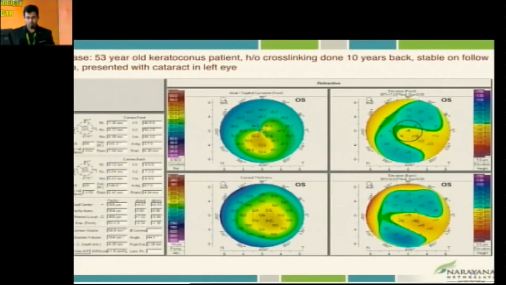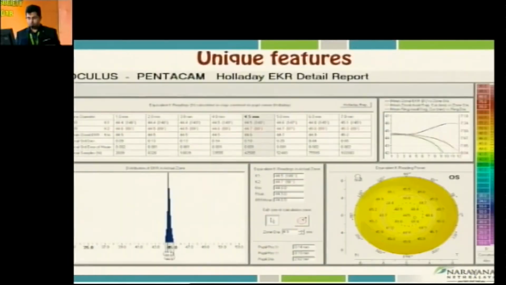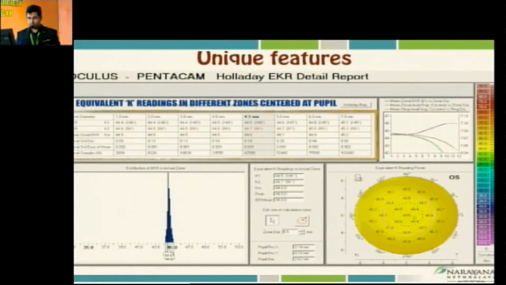Another important problem that we have is IOL power calculation in patients with keratoconus. For that, an important feature in the Pentacam is the Holladay EKR detailed report. This gives us the equivalent K readings in different zones of the cornea. So this we see is the equivalent K readings in different zones. This is centered at the pupil.